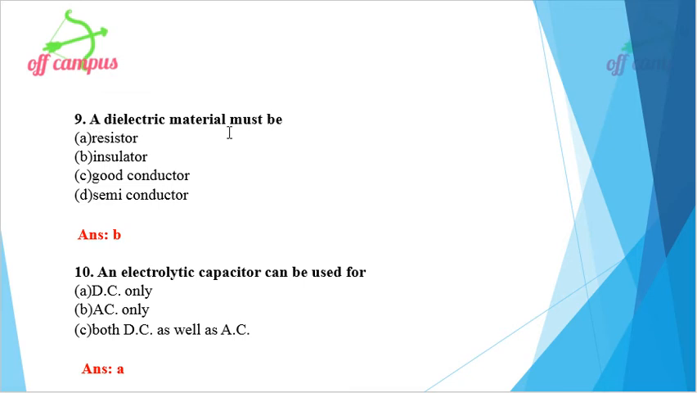A dielectric material must be an insulator. Option B, insulator is the right option for this problem. Next, 10th one. An electrolytic capacitor can be used for DC only, AC only, or both DC as well as AC. What is the answer? Answer is only for DC. Electrolytic capacitor can be used for DC only.